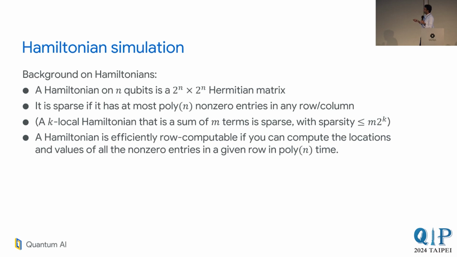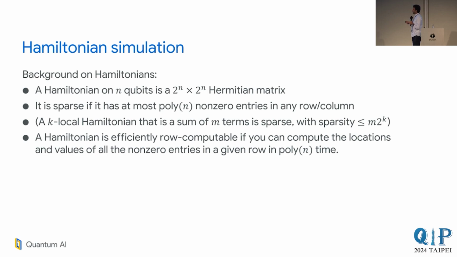This is a parenthetical remark for those people who know what a k-local Hamiltonian is. For example, if you went to Anurag Anshu's tutorial yesterday, you would know what a k-local Hamiltonian is. If you know what that is, then any k-local Hamiltonian with constant locality is also an example of a sparse Hamiltonian. So sparse Hamiltonians are more general than k-local Hamiltonians. If you don't know what a k-local Hamiltonian is, it doesn't matter.